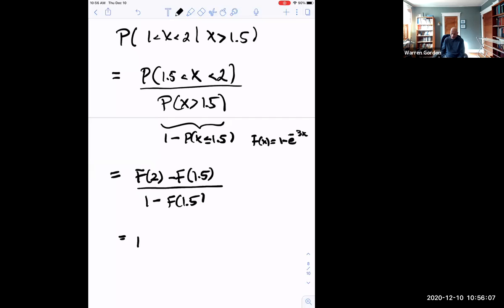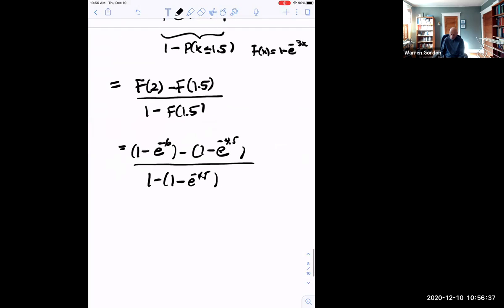So this gives me 1 minus e to the minus 6, minus 1 minus e to the, was it 3x? What do I get here? Was that 4.5? Is that what I got? Yeah. Over 1 minus e to the minus 4.5. So that gives you e to the minus 4.5 minus e to the minus 6 over e to the minus 4.5. I would accept this as an answer.